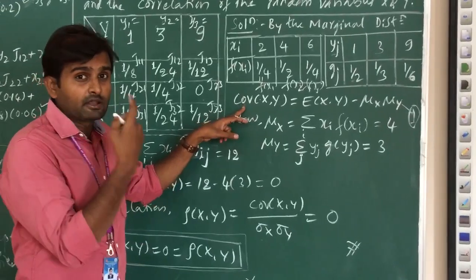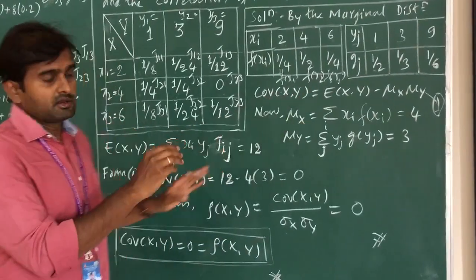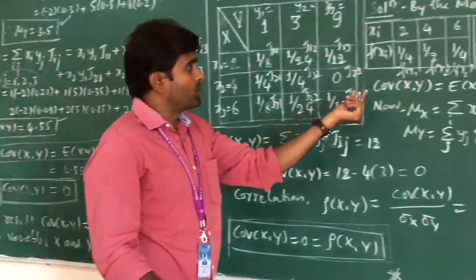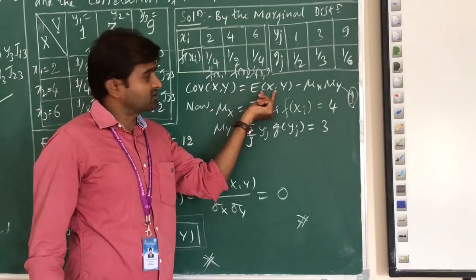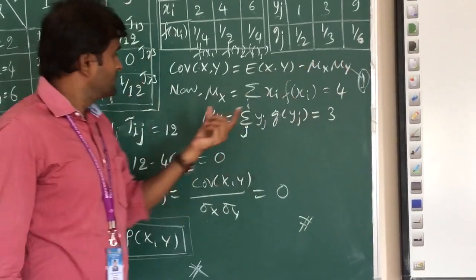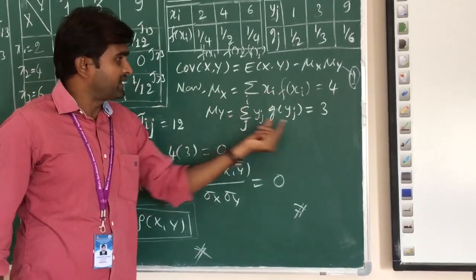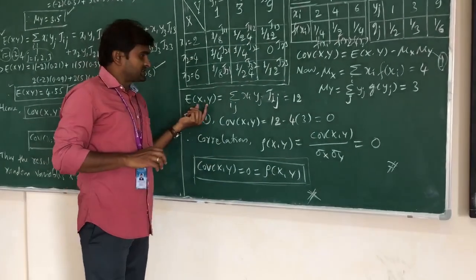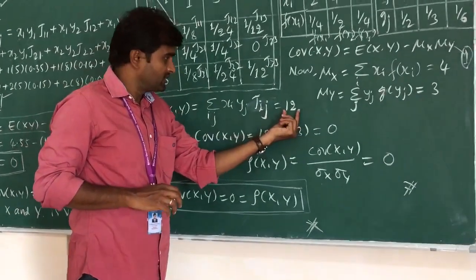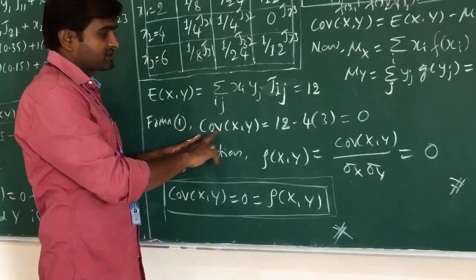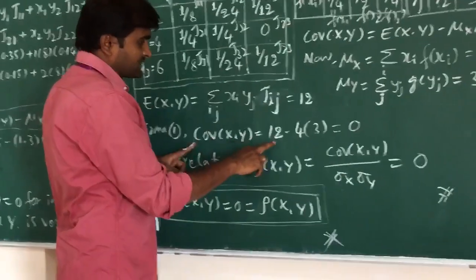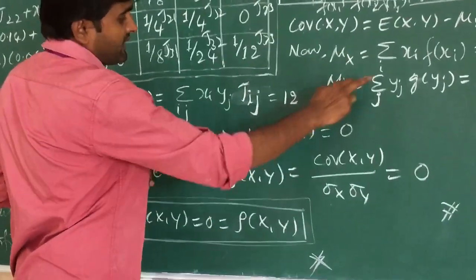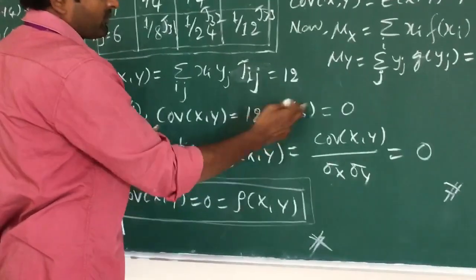Next is to find the covariance of x and y. Following the previous example, we use the same expression: expectation of xy minus mu x mu y. Here mu x is 4 and mu y is 3, and I am writing them directly. Expectation of xy is 12 after replacing these values. So mu x times mu y is 4 into 3, which is 12, and 12 minus 12 is 0.